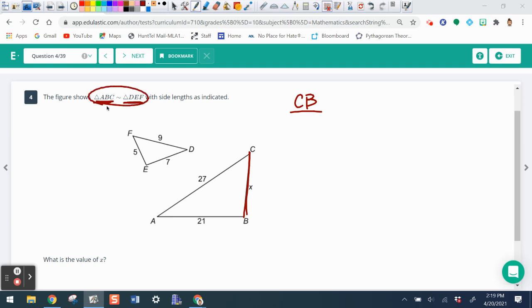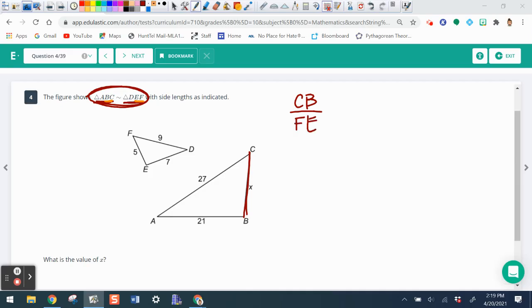So that's why I really rely on the statement. Looking at the order of the statement, BC or CB is the last two vertices in the first triangle. That means it corresponds to the last two vertices in the second triangle. So BC should correspond to EF, and CB will correspond to FE.